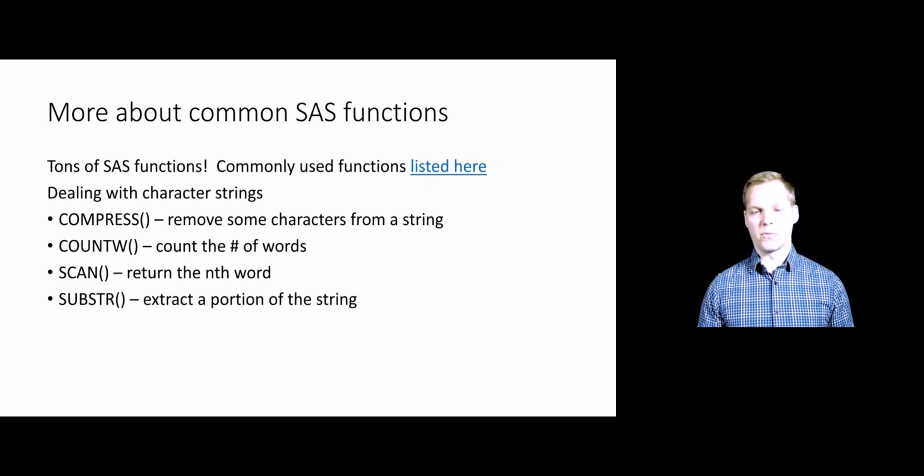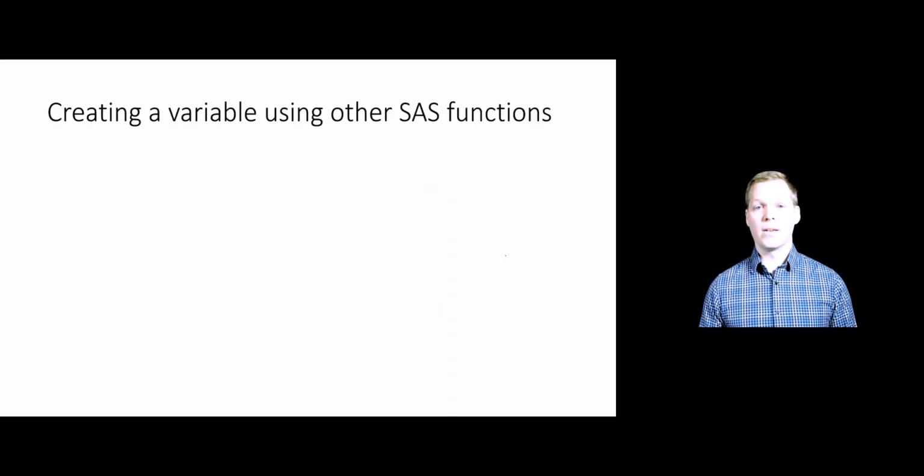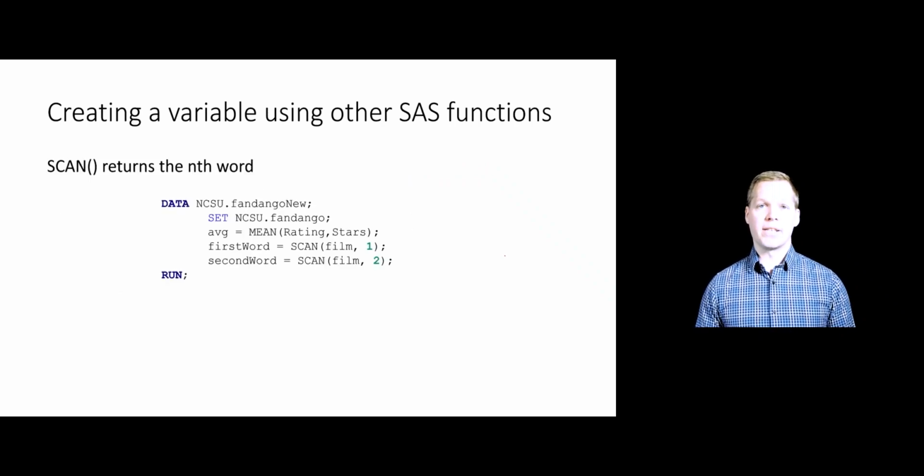So if you have spaces, the number of words that you're dealing with. Scan will return a particular word. And then substring, we saw, will return a particular portion of a string. So these are super useful when you're trying to do some text manipulations. And so let's look at an example of using that scan function. We saw an example of substring before. This is an example of scan.